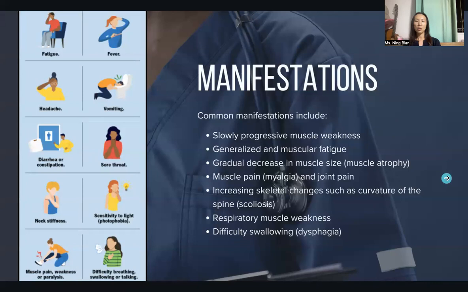Common manifestations include slowly progressive muscle weakness, generalized and muscular fatigue, gradual decrease in muscle size, and muscle pain and joint pain, increasing skeletal changes such as curvature of the spine, respiratory muscle weakness, difficulties swallowing.